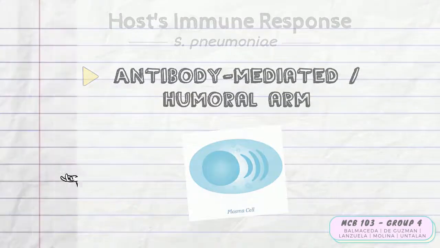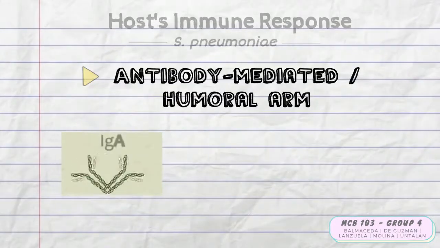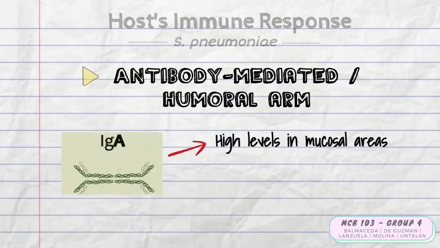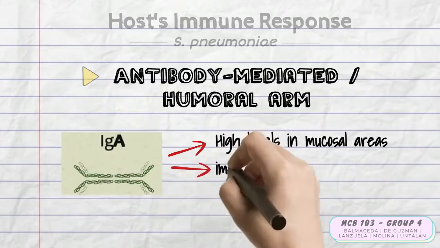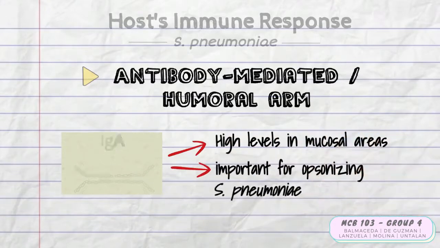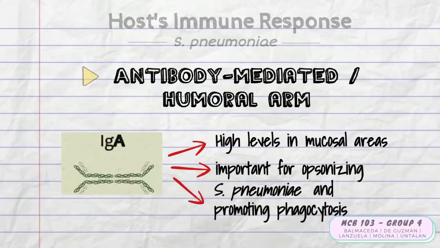During pneumococcal infections, IgA antibody is observed at high levels in mucosal areas of the nose and saliva, and is believed to be important for opsonizing S. pneumoniae and promoting phagocytosis.